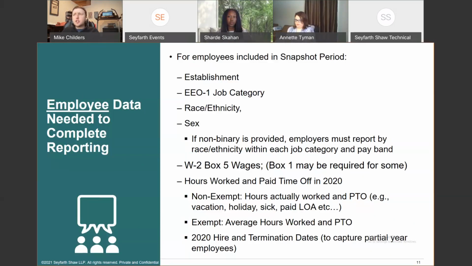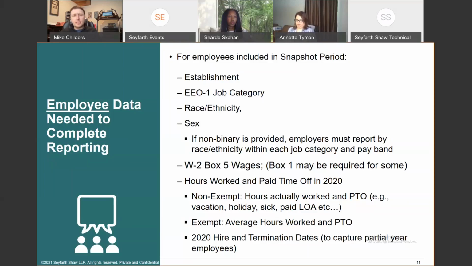The next change is we're not using W-2 Box 1, which is what we were using for the EEO-1 Component 2. We're actually using W-2 Box 5, which is your Medicare wages as opposed to your Box 1 wages, and we're going to go into a little bit more detail on that coming up. The second major change: we're still doing hours worked. However, it's now hours worked plus any PTO or non-working hours that were paid.